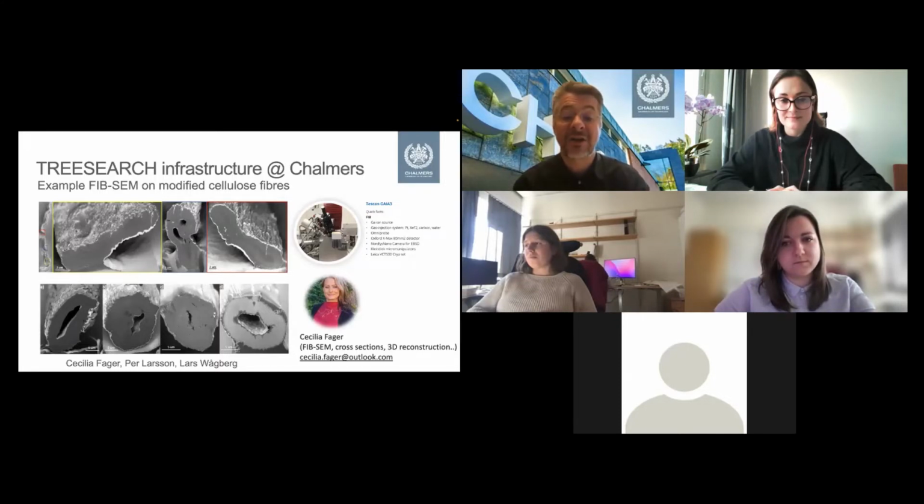where they wanted really to look at modified cellulose fibers and then using FIBSEM. And you can see here images really taken by Cecilia, very high quality images where she has managed to take super nice cross sections with this FIBSEM. And then the idea is to still look for the effects of modifications. And here they also use a staining technique.